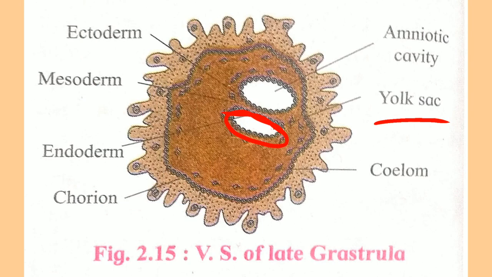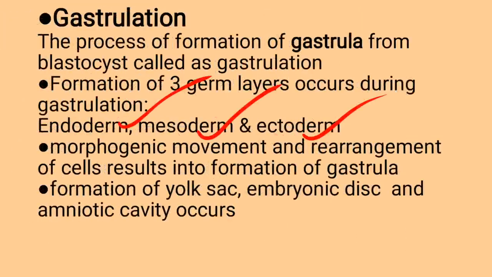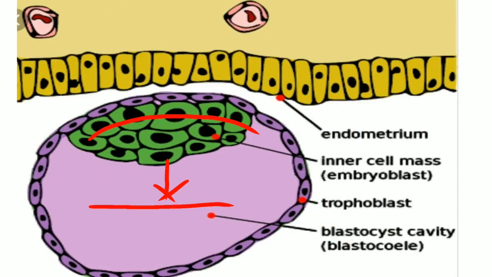Then the cells of the inner mass which come in contact with the cells of Rauber in the blastula. See here again, in the blastula the cells of Rauber, that is the cells of the trophoblast which come in contact with the embryoblast, are called the cells of Rauber. So the embryoblast cells which are in contact with the cells of Rauber are called epiblast cells.